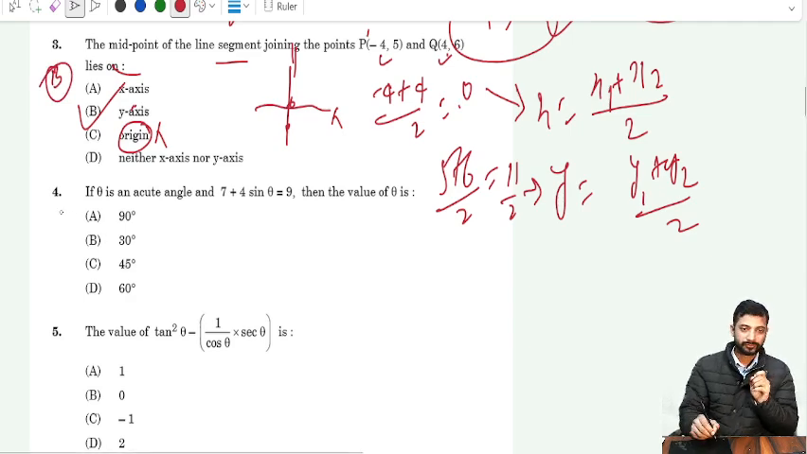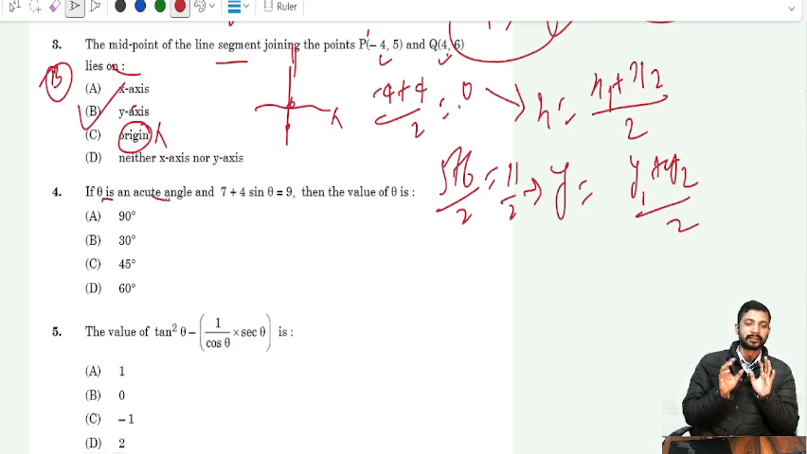Solve the next question. Question number 4. Theta is an acute angle. Yes, in class 10th the angle will always be acute, but when you go to higher classes, the angle is not necessarily acute, they will give conditions, then the concept will be different. But now solve easily. Here you are given theta is acute, then 7 plus 4 sin theta is equal to 9. This is very easy to solve.